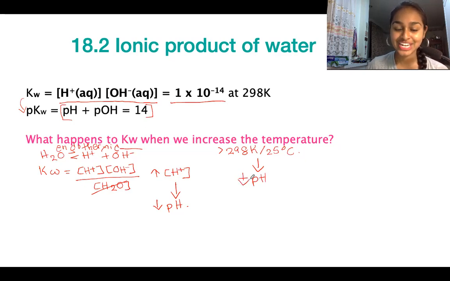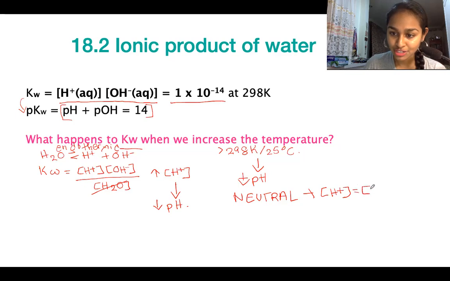Okay, my next question, however, is: is water still going to be neutral? And the answer to this is yes. Even though our pH has gone down, water is still going to be neutral because by definition, neutral means that we have an equal concentration of hydrogen to hydroxide ions. Let me just write that out. Perfect. So water is always going to remain neutral regardless, but at higher temperatures, we're going to have a reduction in our pH value. Okay, good.